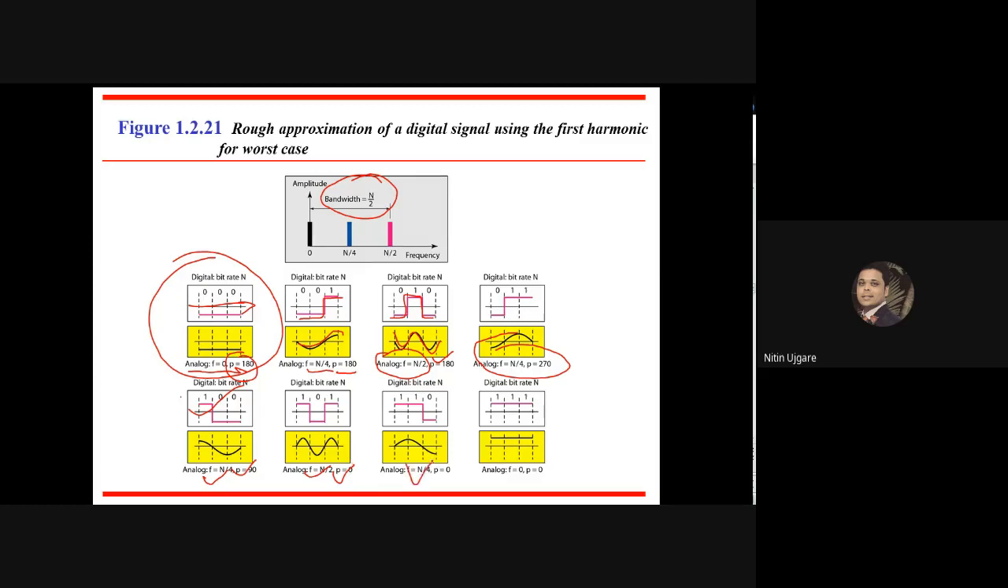The bandwidth is calculated for this signal as n divided by 4, and its phase shift is also 0, and so on for this last digital signal. So what we have done is we have represented the digital signal using the first harmonic for the worst case. But is it the end of story? No, this is not the end of story. We can also represent the digital signal using the 3rd harmonic and 5th harmonic.